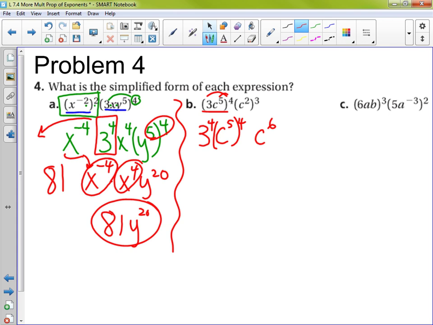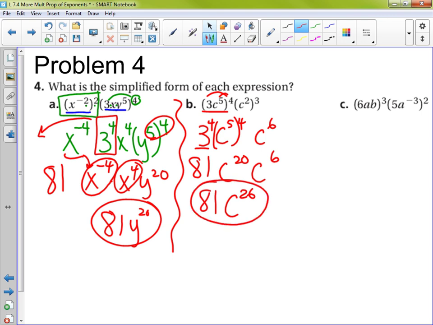(c^5)^4 is c^20 times c^6. 3^4, as we already saw in this last example, is 81. Just one step left. c^20 times c^6 is c^26. So your answer is 81c^26.